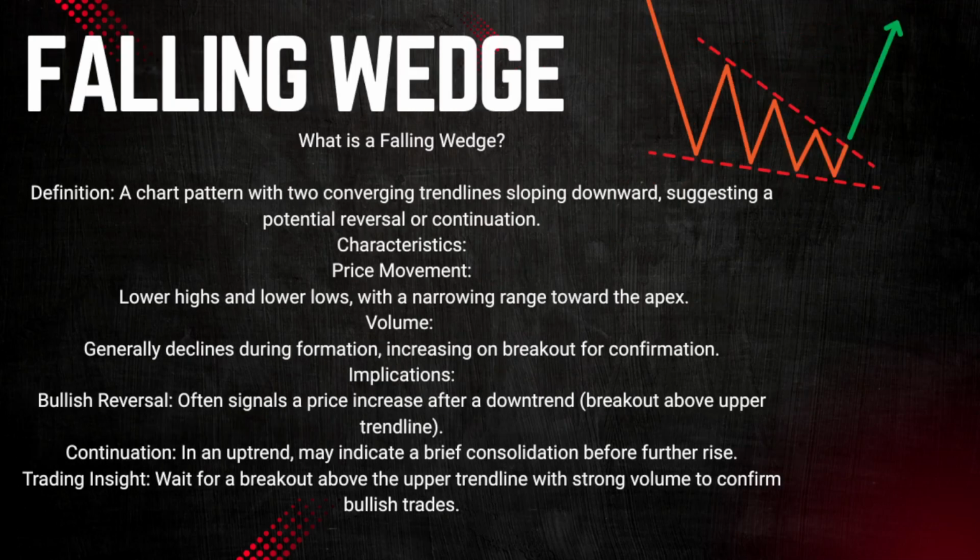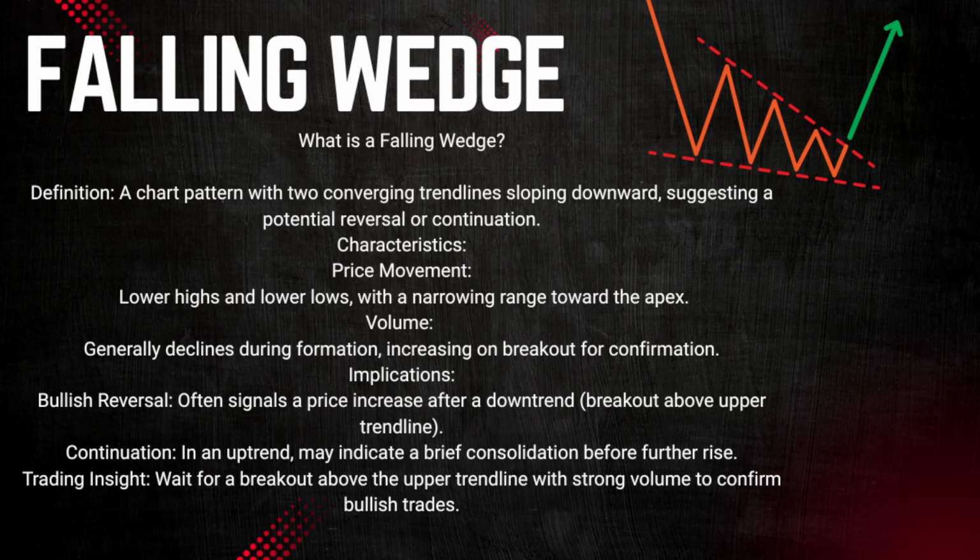Then, of course, we have the opposite, a falling wedge, and a falling wedge is often a bullish reversal pattern. So this one is good to keep an eye on, to be on the lookout for buying. Okay, I'll be going over the definition. It's a chart pattern with 2 converging trend lines sloping downward, suggesting a potential reversal or continuation. Price movement: lower highs and lower lows with a narrowing range towards the apex.